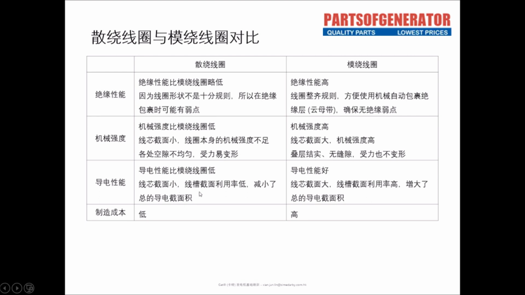In contrast, the mold wound coil will perform better than random winding coils in these three aspects. The first is that the insulation performance will be better, and the second is that the mechanical strength will be higher. Why? Because its shape is very regular. It is stacked together firmly with no gaps in the middle, and it will not deform when it is stressed.